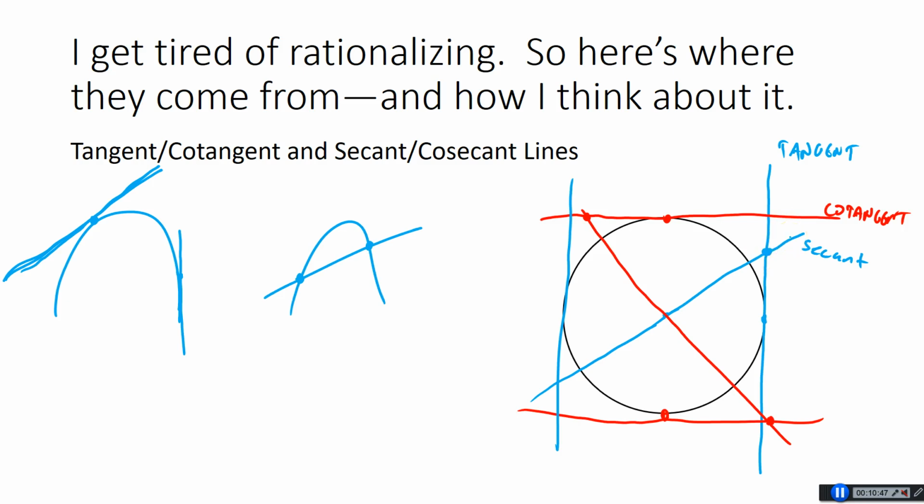We're going to talk about what these things mean and how we figure this out. But I just want to show you where these words come from, right? Tangent just bounces off the function. Secant goes through at 2 points. So secant line goes through the circle. Tangent line just touches and bounces off.